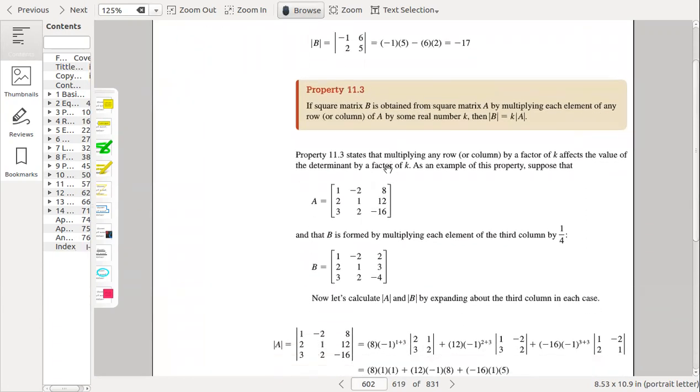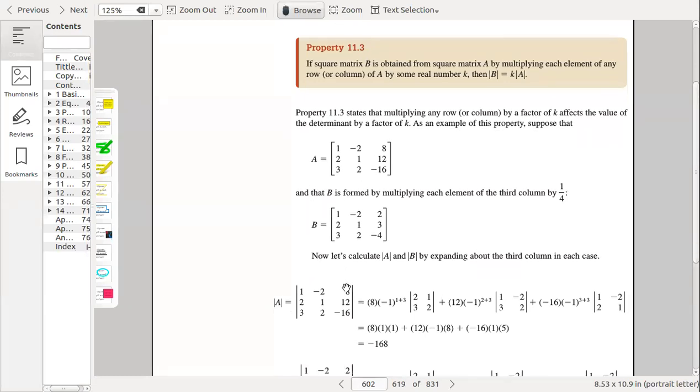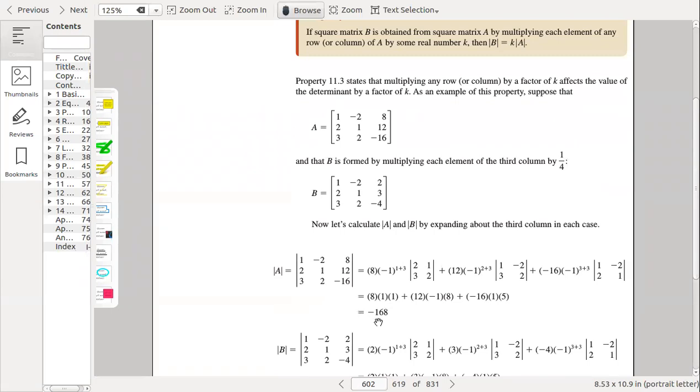And this third property is, if a square matrix B is obtained from a square matrix A by multiplying each element of any row or column of A by some real number k, then the determinant of B is equal to k times the determinant of A. So this property can be verified. Suppose we have a matrix of order 3 by 3. What is the determinant of matrix A? The determinant of matrix A is minus 168.